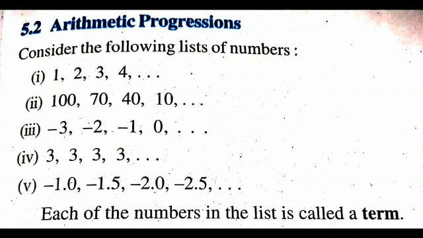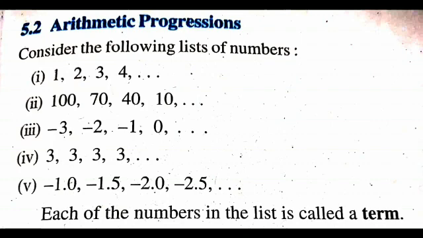In the first, each term is 1 more than the term preceding it. In the second, each term is 30 less than the term preceding it. In the third, each term is obtained by adding 1 to the term preceding it. In the fourth, all the terms in the list are 3, that is, each term is obtained by adding or subtracting 0 to the term preceding it.